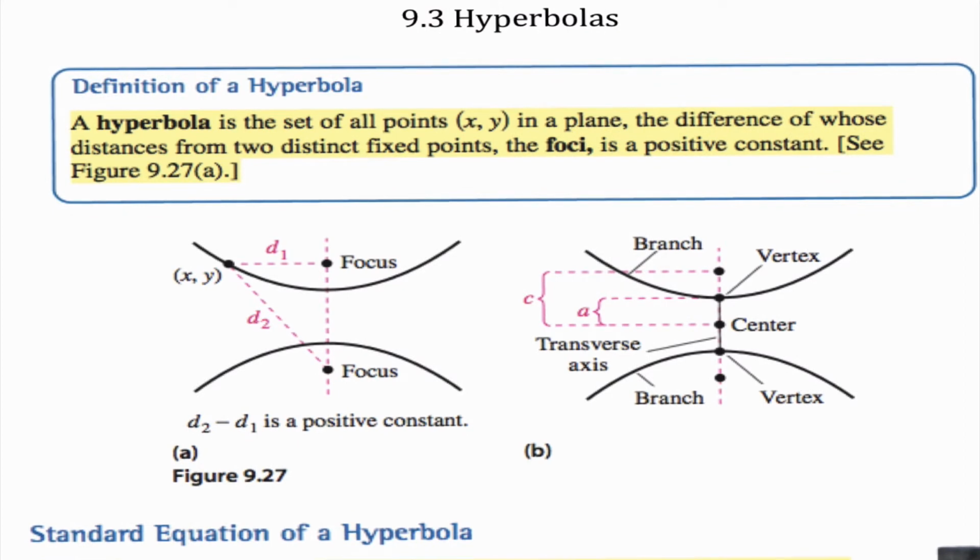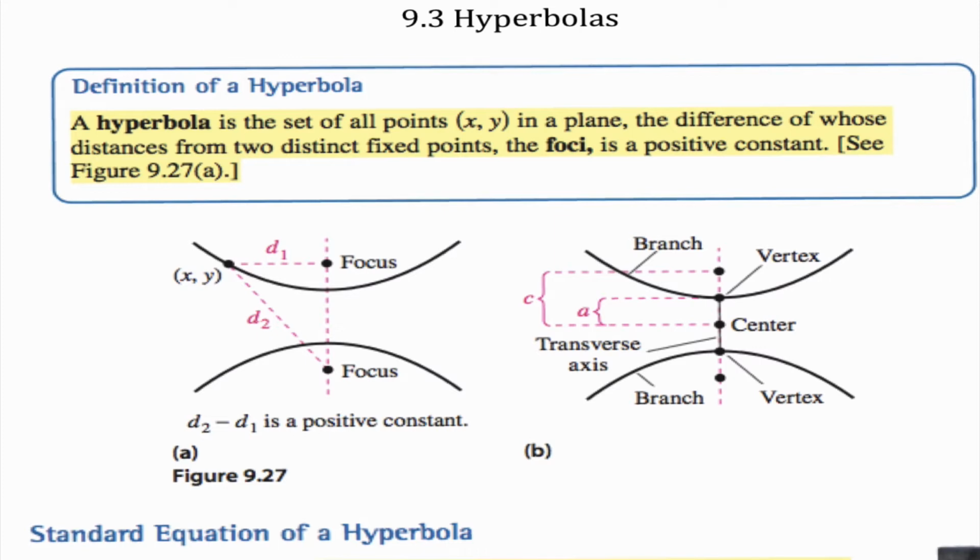So first of all, the definition: a hyperbola is a set of all points x, y in a plane. The difference, this being the key term here, of whose distance from two distinct points, the foci, is a positive constant. So we can kind of see here, we have our hyperbola. Every single point on these two parts of the hyperbola is the same distance away from these two foci. So if we subtracted this distance and this distance, it would equal a constant. Okay, and that's how all of these values are found.